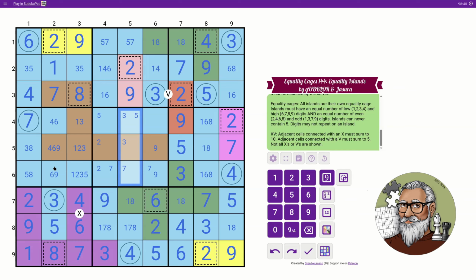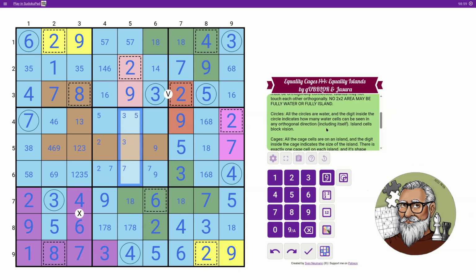Okay. What am I missing? Did I forget something here? Did I fill all of these? I did. Those are already taken care of. It's not about that anymore, is it? There was no anti-knight or so, right? No. So it is about equality cages and just plain old Sudoku, right?